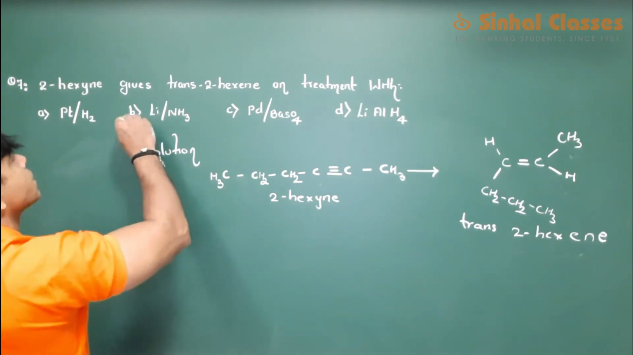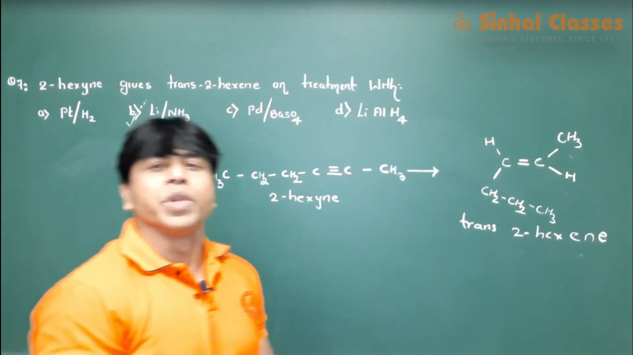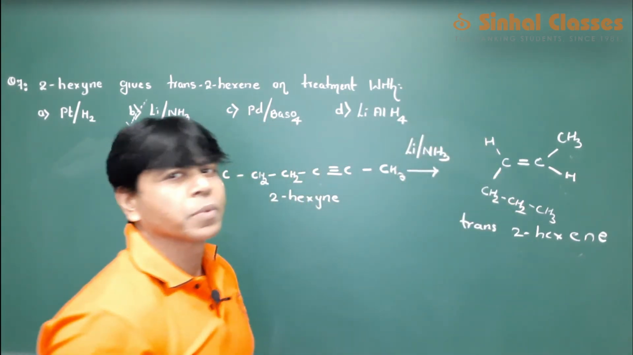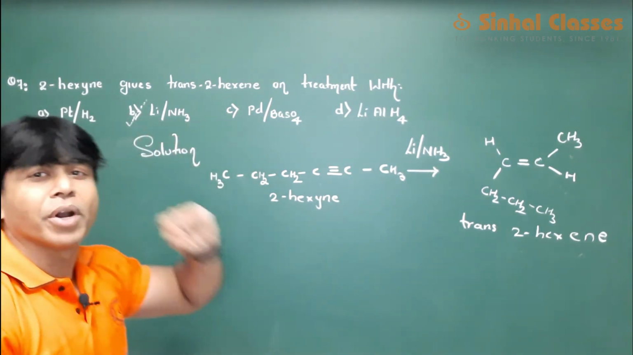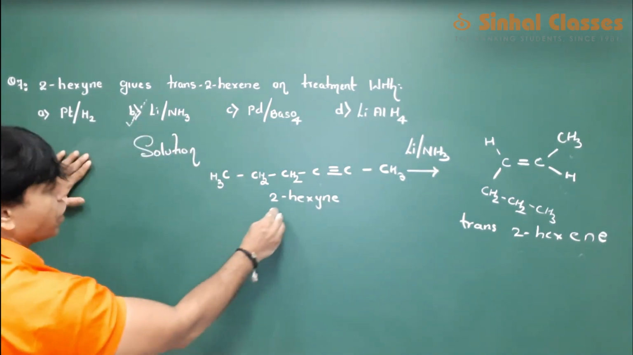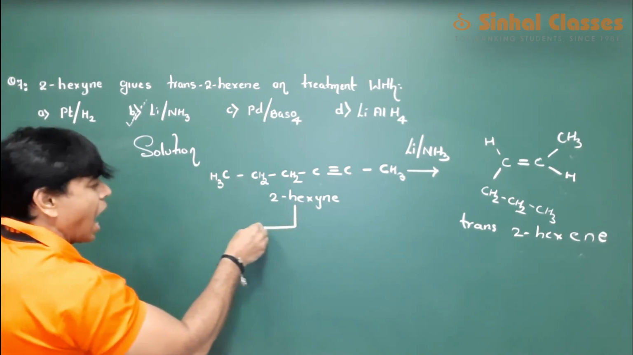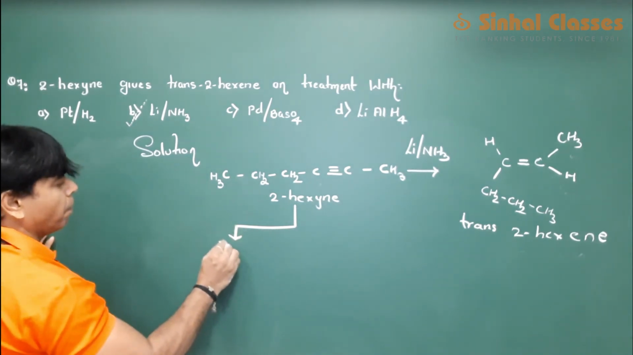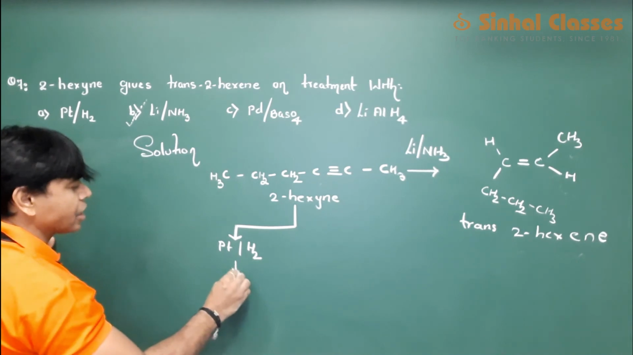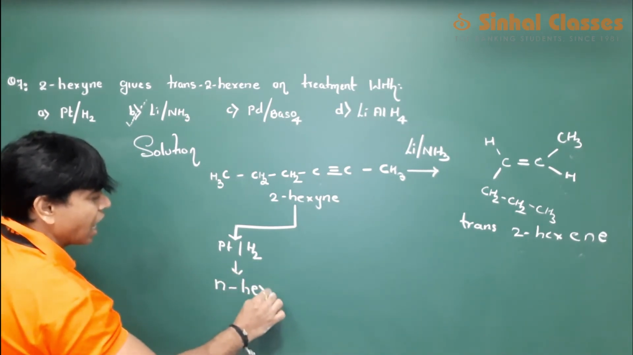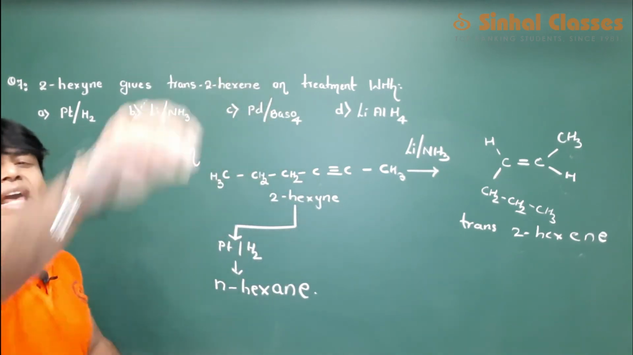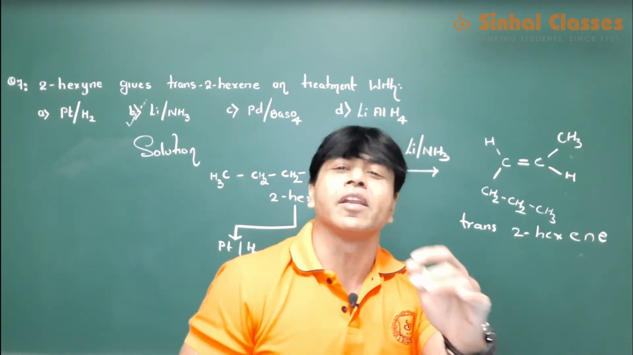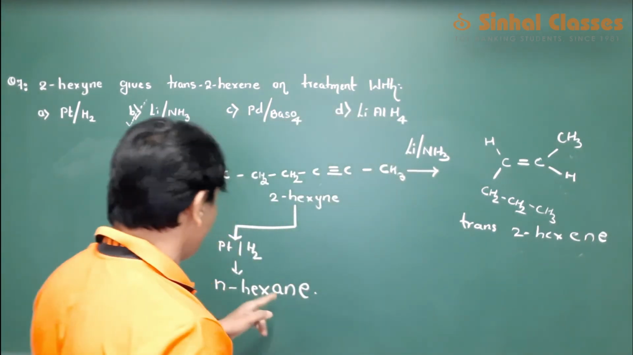Now for this, lithium with ammonia will give you trans. What about the others? If you take 2-hexene and treat it with platinum with hydrogen, it will give you n-hexane. Further hydrogenation will take place till it becomes saturated. So it will give you n-hexane.